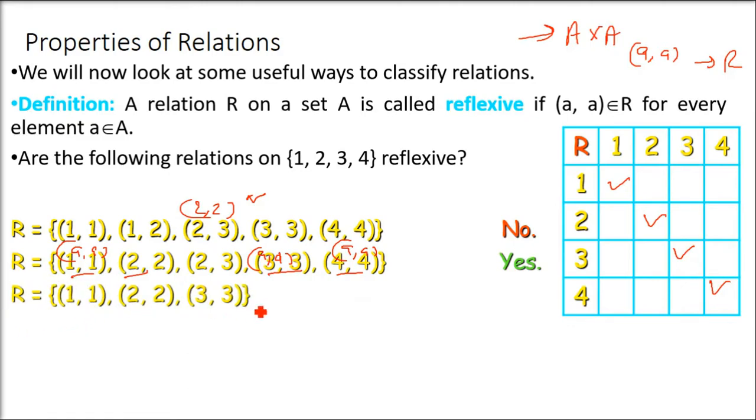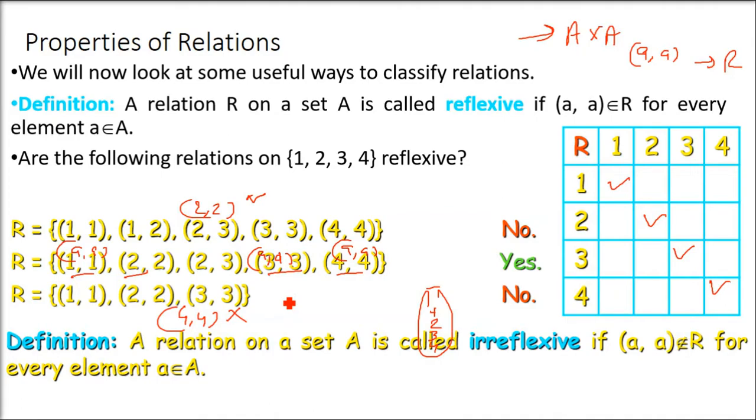Now here, whether this relation is reflexive: 1, 1, 2, 2, 3, 3 are there. What about 4, 4? Where is 4, 4? It is not there. So it's not a reflexive relation. Reflexive means 1, 1, 2, 2, 3, 3, 4, 4 should all be there in the relation.